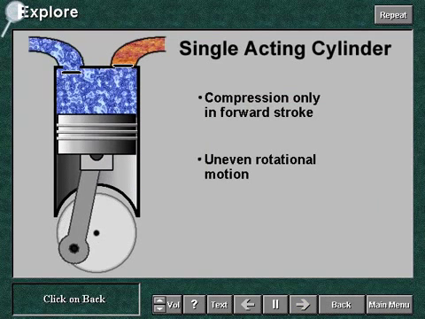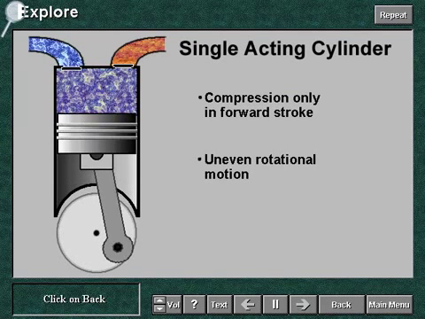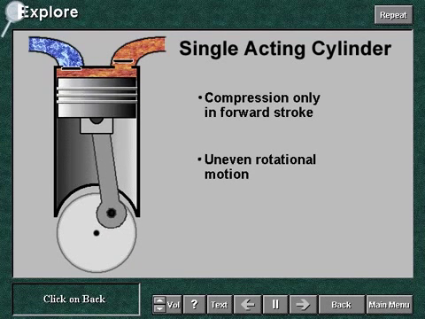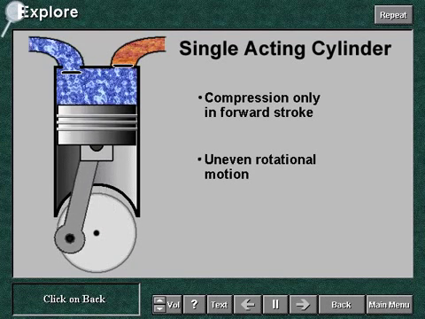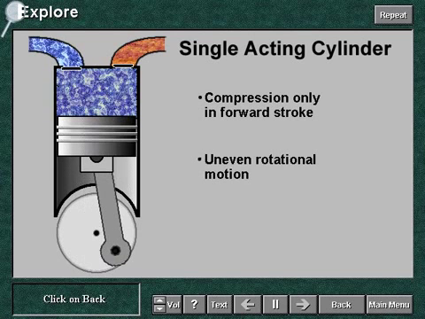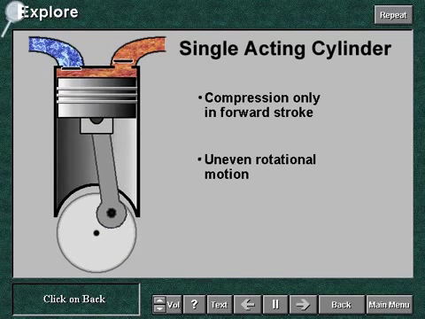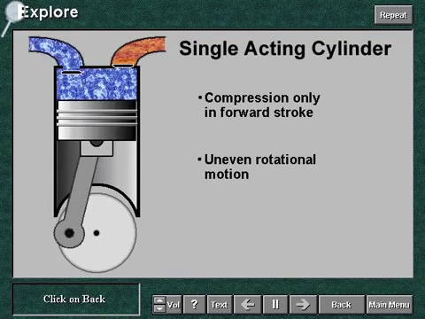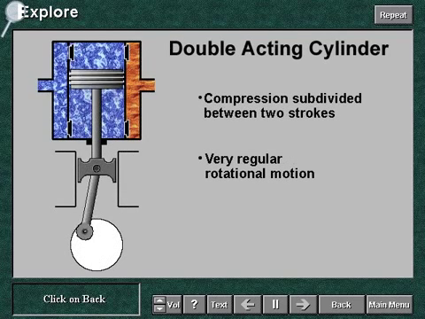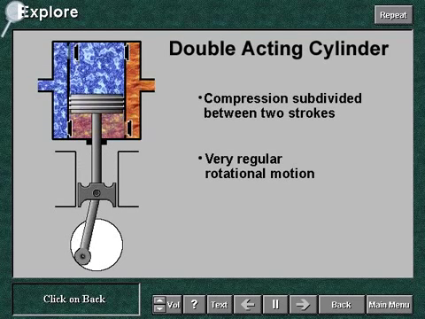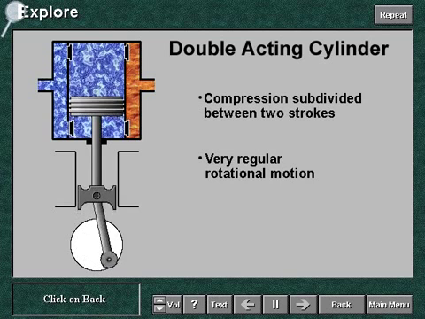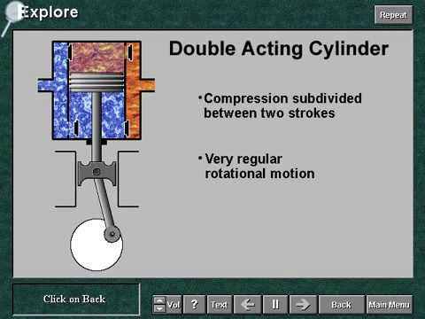Compression occurs only in the forward stroke. Subdividing the compression work between the two strokes of the crank revolution results in more regular rotational motion for double-acting cylinders.